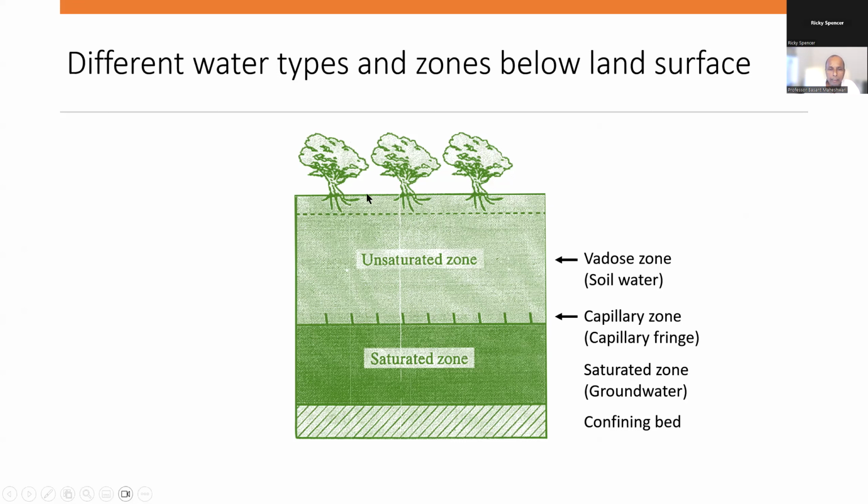And in this root zone, the water content varies. It can change because of the rainfall or water we apply through irrigation, especially in agricultural fields.